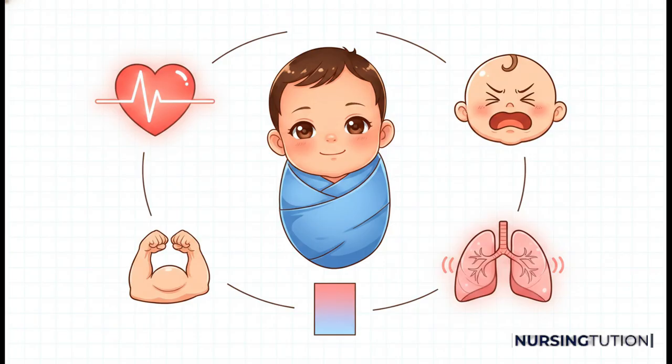APGAR. A is for appearance, which looks at the baby's skin color. P is pulse, checking their heart rate. G stands for Grimace, which evaluates reflex irritability, like how do they respond to being stimulated. The second A is activity, measuring muscle tone, and R is respiration, or their breathing effort. These are the 5 specific vital signs we're looking at to spot any poor blood flow or oxygenation.